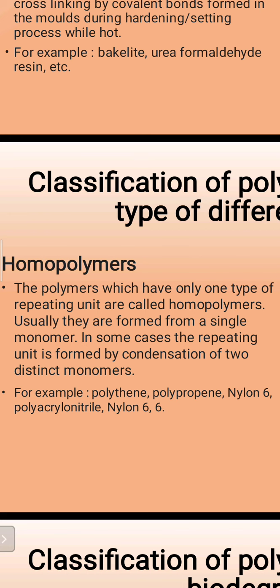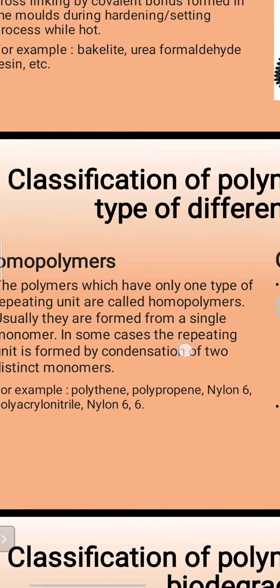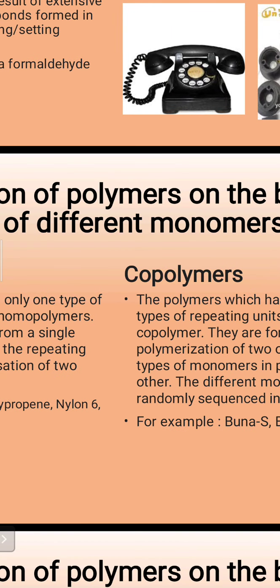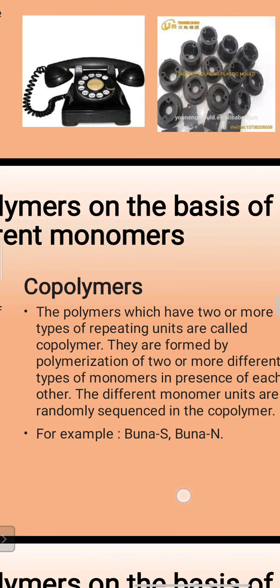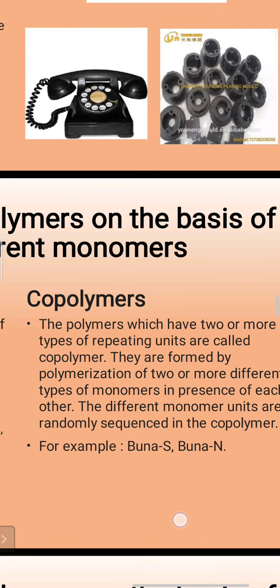Usually these polymers are formed from a single monomer. In some cases, the repeating unit is formed by condensation of two distinct monomers. For example, polythene, polypropylene, nylon 6, polyacrylonitrile, nylon 6,6. So these are examples of homopolymers. Copolymers are the next type.